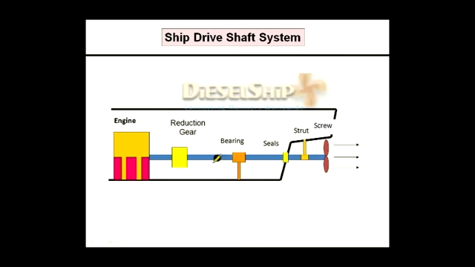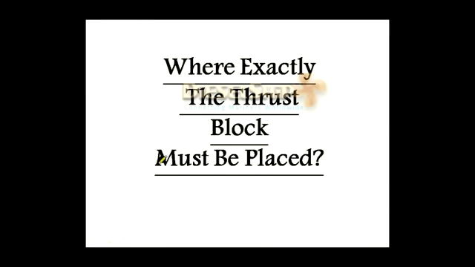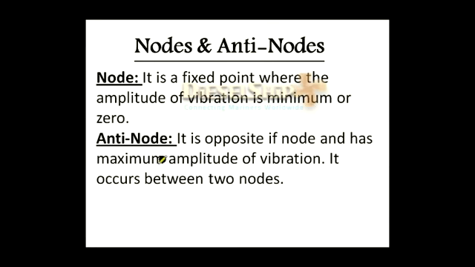Now let's see what decides where the thrust block must be located, or where exactly the thrust block must be located on the entire shafting system. For that we have to know about nodes and antinodes. So what are nodes? As we all know, a node is a point where there is no vibration, or the amplitude of vibration is zero, and an antinode is just the opposite of it. An antinode is a point where the vibration is maximum on the shafting system.